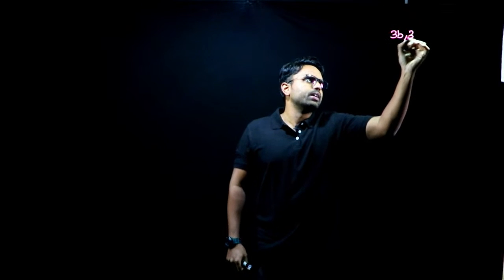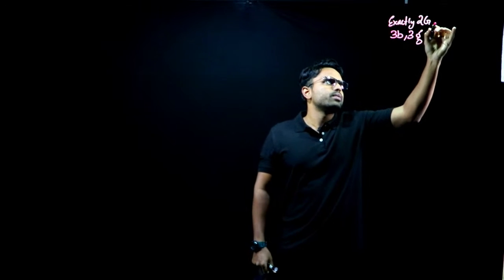Now I would go a step ahead. Pay attention, because this is going to be very tricky. Here, the condition will say something like this: there are 3 boys and 3 girls, and exactly 2 girls always sit together.